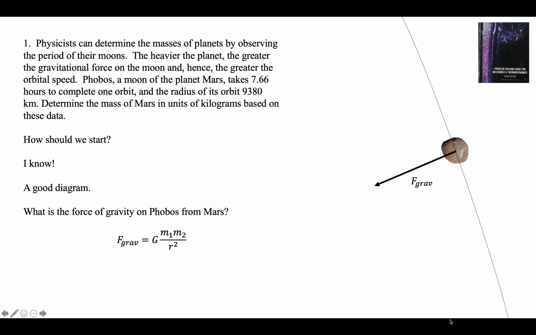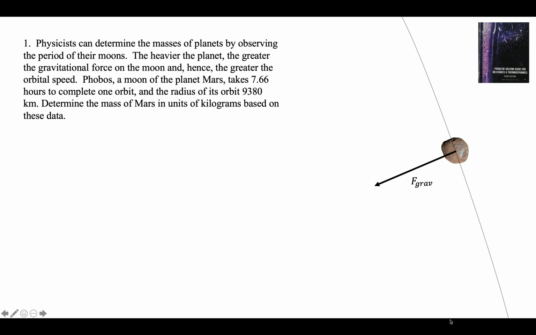Newton's law of gravitation is G m1 m2 over r squared. The gravitational force between two objects is Newton's gravitational constant times their masses divided by the distance between them squared. It's the only force on Phobos, so that's ma of Phobos. Sum of the forces is ma.